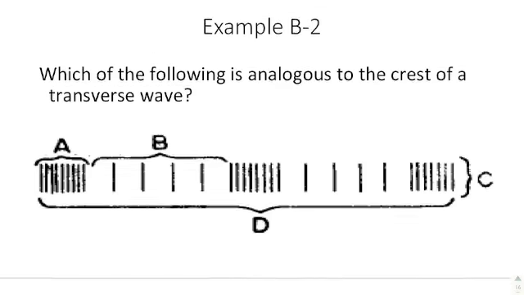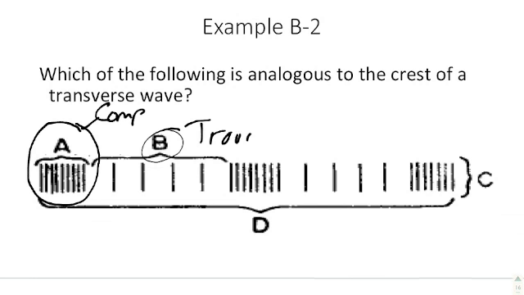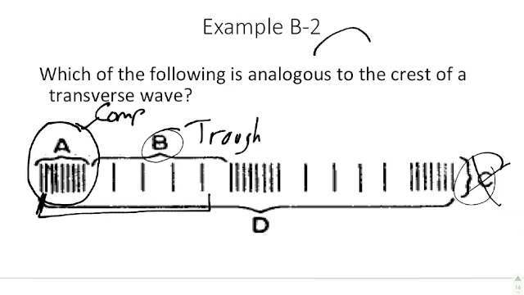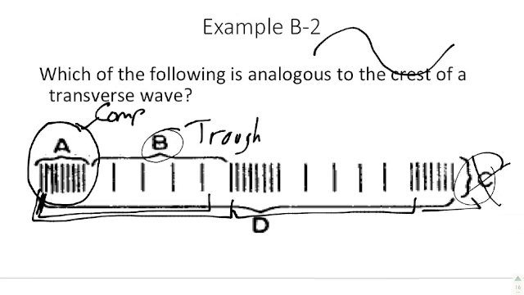In this one it says, which of the following is analogous to the crest of a transverse wave? If you look at this, remember a crest is the same thing as a compression. So this is our correct answer, the compression, or A. B would be an example of a trough. C is not really anything. And D actually represents about 2.5 wavelengths, because on a transverse wave, a crest and a trough together make one wavelength. So if you have a compression and a trough, and then another compression, that represents about 2.5 wavelengths.